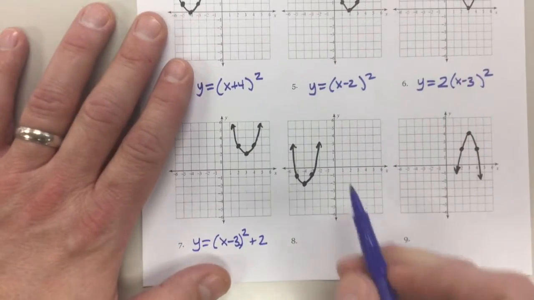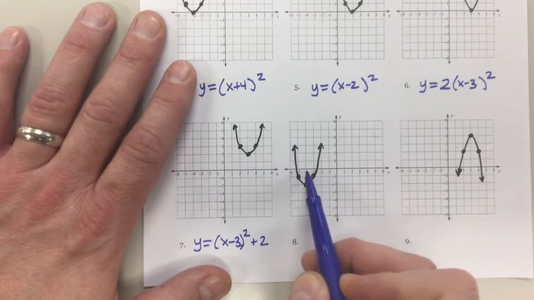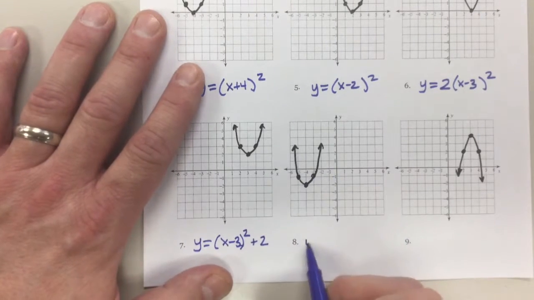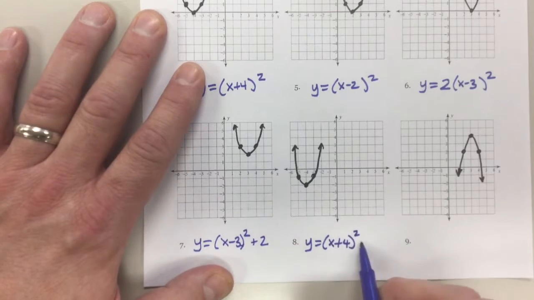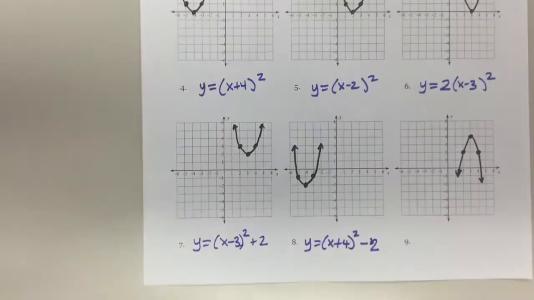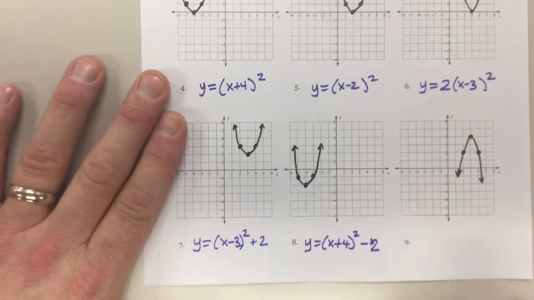So if you look at number 8, this one's moved 4 to the left, 2 down. So 4 to the left is actually x plus 4, and 2 down is minus 2.